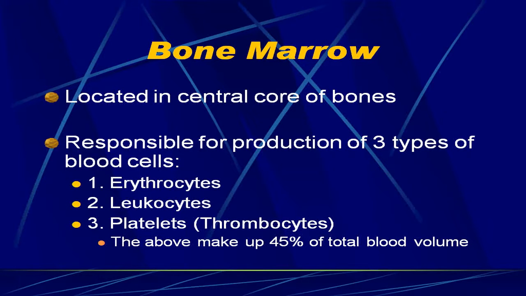So to begin with the hematological system, first we need to know where our blood cells come from. Our blood cells come from the bone marrow, and the bone marrow is the central core of our bones. The bone marrow is responsible for the production of three types of blood cells: the erythrocytes, which are red blood cells, the leukocytes, which are white blood cells, and platelets. The erythrocytes, leukocytes, and platelets make up 45% of our total blood volume.